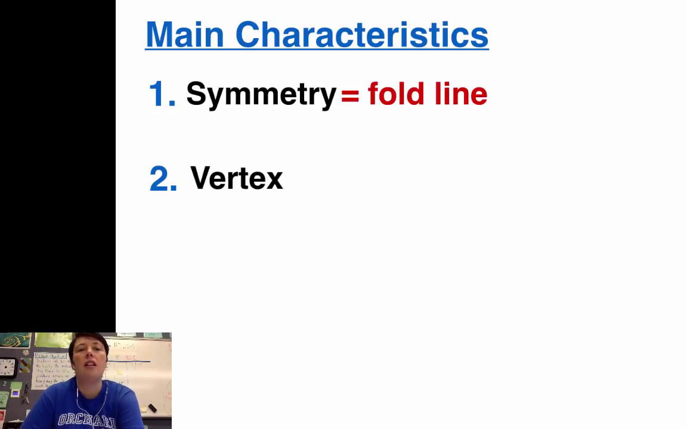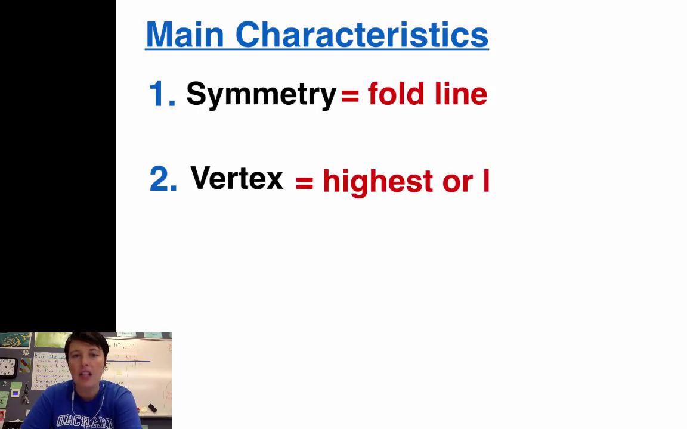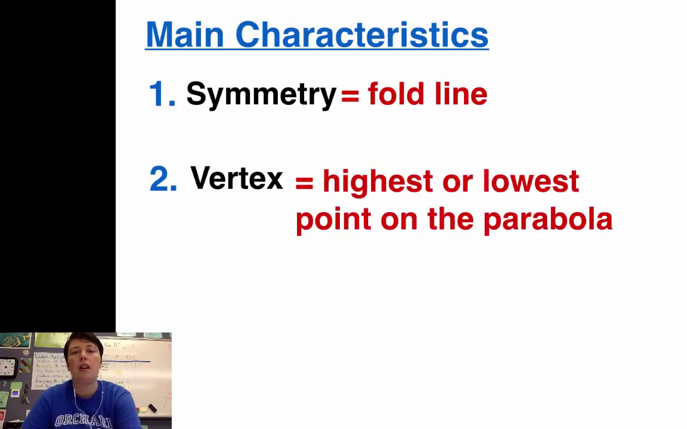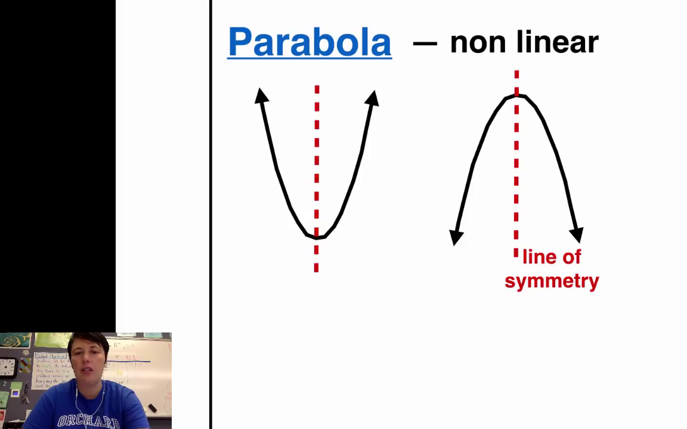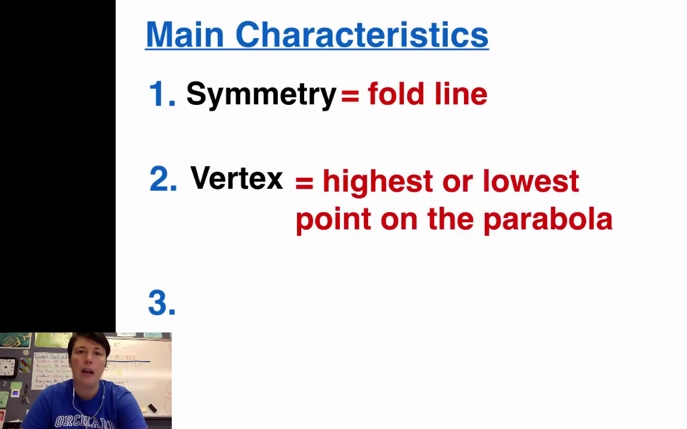Second characteristic is they always have what's called a vertex. And a vertex is the highest or lowest point on the parabola. So there's always a really high point or a really low point. And if you go back to our pictures, here's where the vertex would be, at the bottom of the parabola or at the top of the parabola. That's the lowest or the highest point. And I'm just going to label that vertex. All parabolas have a vertex. All parabolas have a line of symmetry. You will find them every single time.